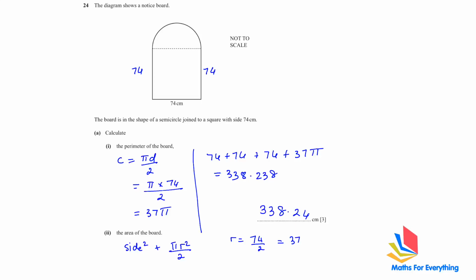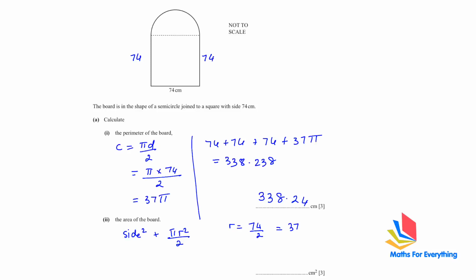So side square means 74 square plus pi into 37 square divided by 2. And this is 7626.42 square centimeter.